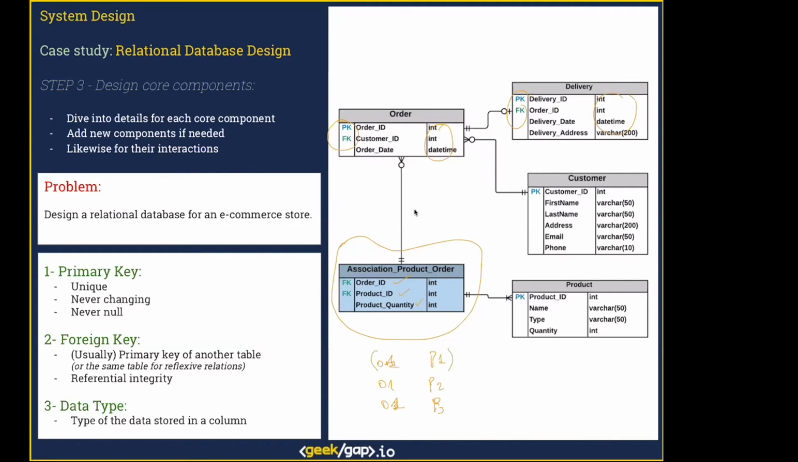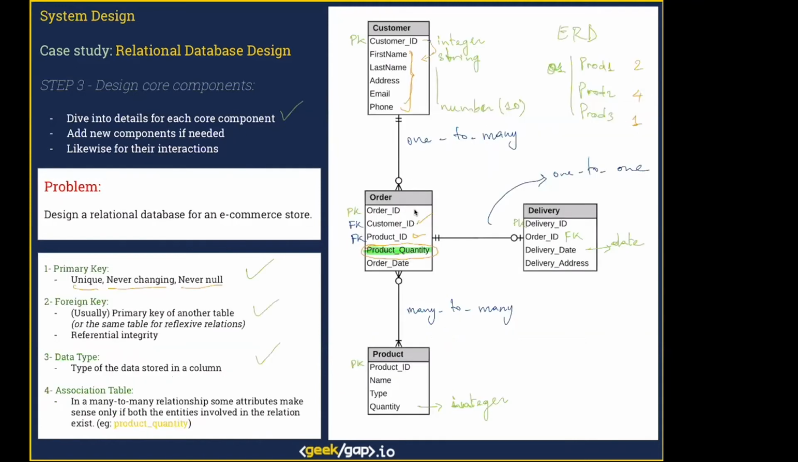So you can have 1 here. For this pair, you can have 2. For this pair, you can have, let's say, 5. So once again, an association table in a many-to-many relationship, which is the case here. This is a many-to-many relationship.